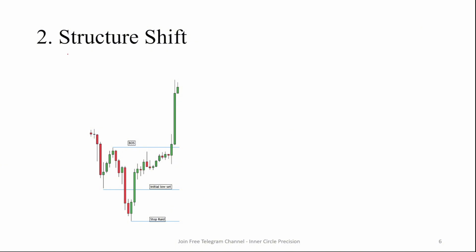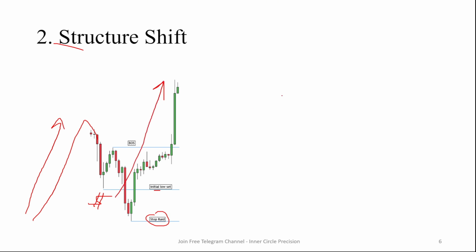Then the second step is to look at the market structure shift. From what we have learned, the bias is buy, so the candles were going to the upside. Then this is a pullback. The creation of the initial low was issued, and after that we can see a stop raid, or hunting of stop losses, right below this particular initial low. Then we can see this move to the upside, which was a quick move. After a stop raid has been done, the next step is a quick move away from that zone.